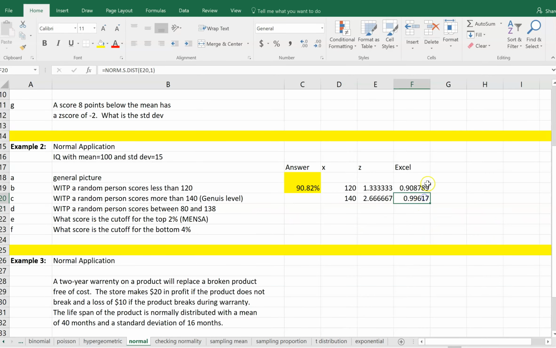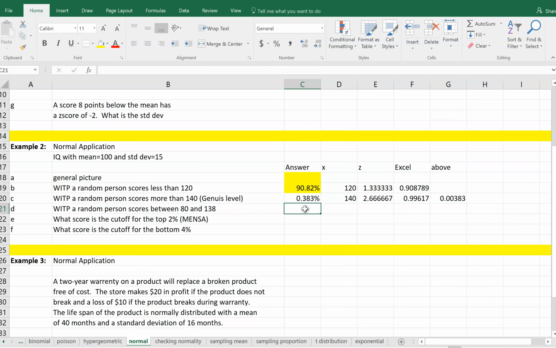Now, how would I get it from Excel? You just got to understand, if I was doing an above question, you would do a 1 minus. And that's why my answer is 0.00383. And then you can change it to decimal just by clicking here. If you notice, I'm going to have to add some zeros so I see accuracy.